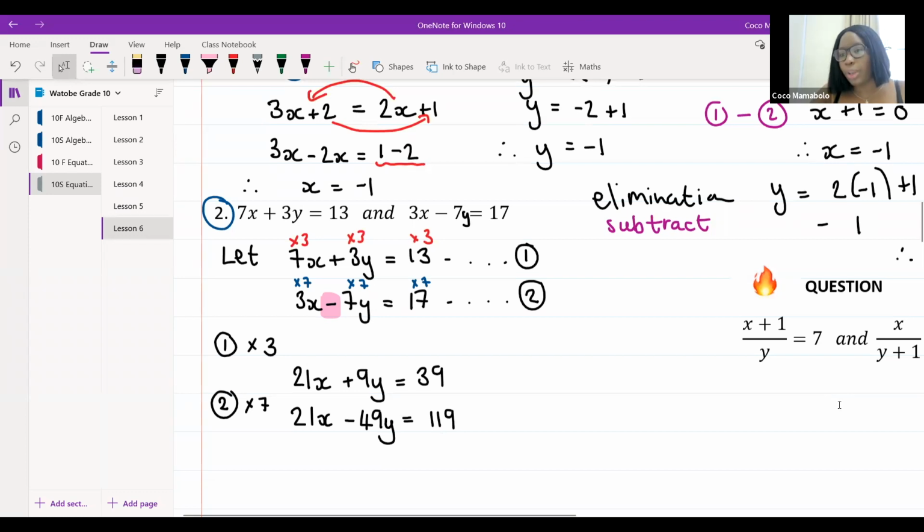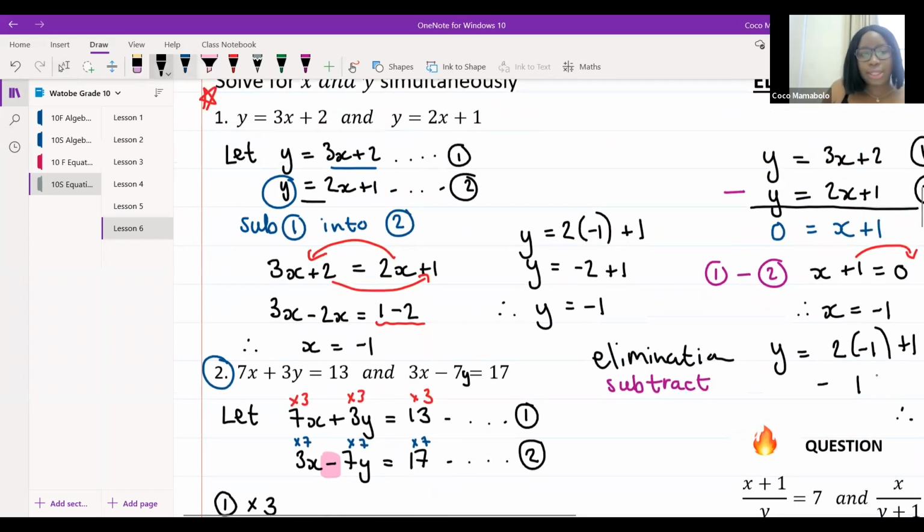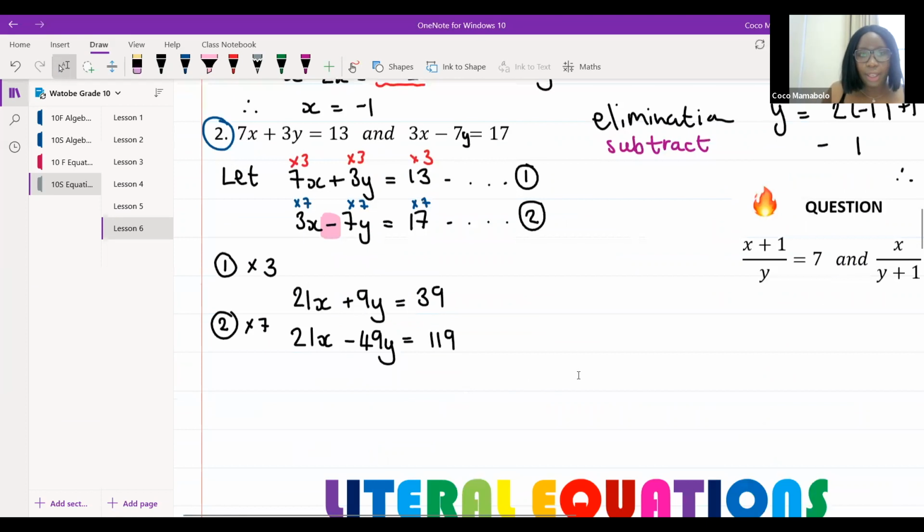Okay, let's go back to the question that Braden made us do. Do you see, guys, that when Braden made us minus over here, we made sure that y and y had the same coefficient, because y minus y gives us 0. Now let's go back down here. I have 21x minus 21x. What is 21x minus 21x going to give me? It's going to give me 0. Good.